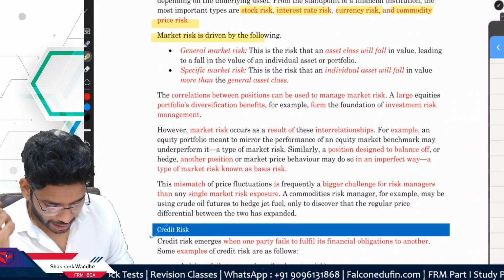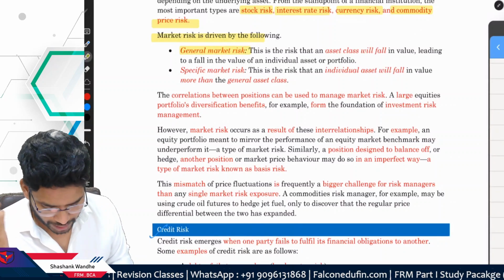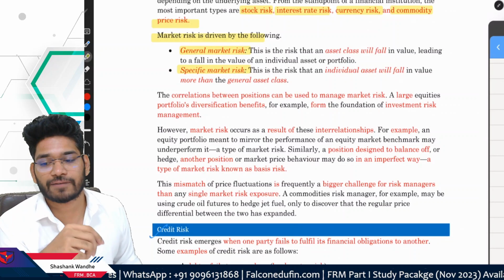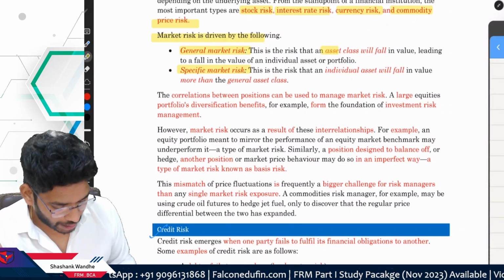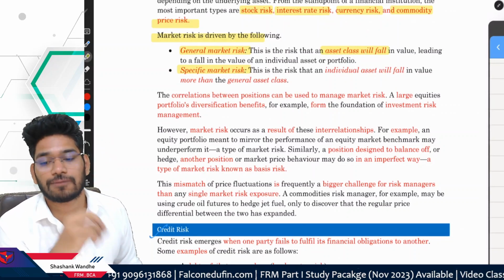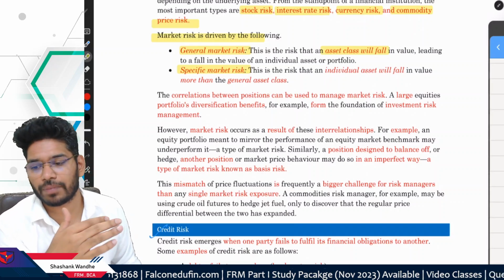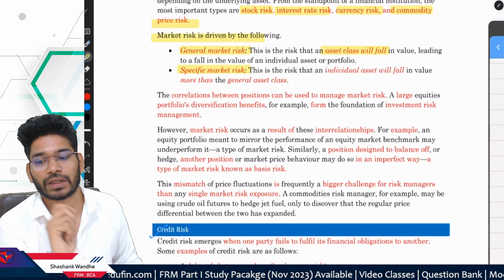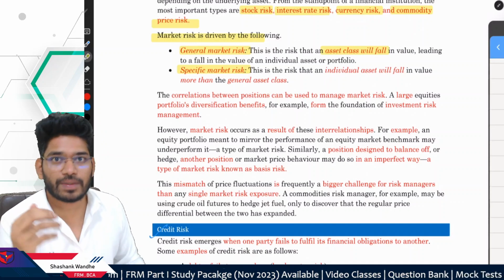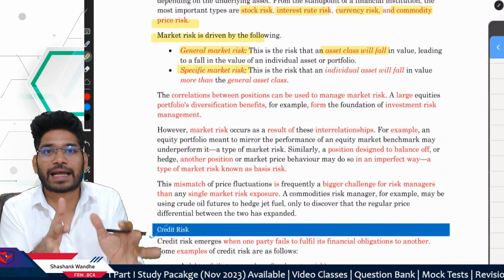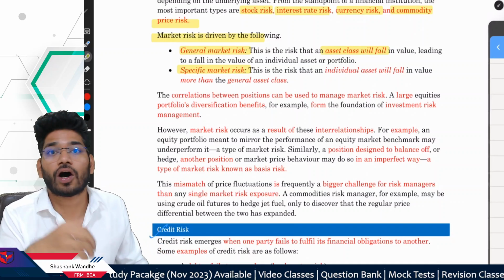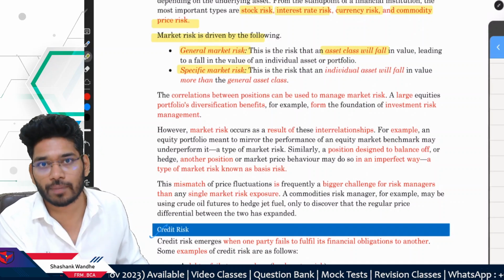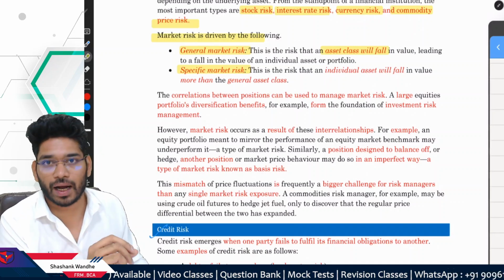Market risk can be divided into mainly two parts. First is the general market risk, and then we have the specific market risk. General market risk is when the asset class will fall in value, or it can be an individual asset or the portfolio. Asset classes will fall means the whole market is going down, or a segment of the market is going down, or maybe going up. So there is a fluctuation in the segment or the whole market. This is the general market risk.